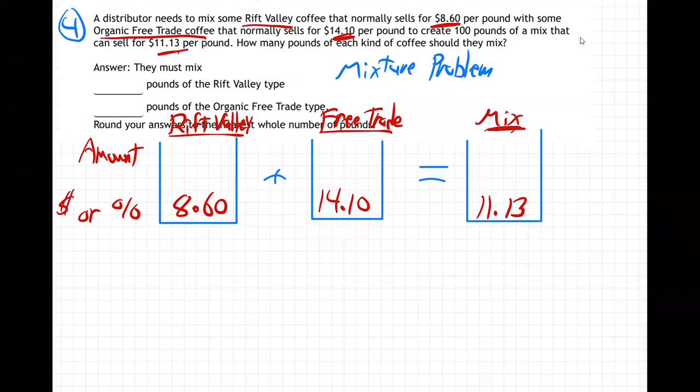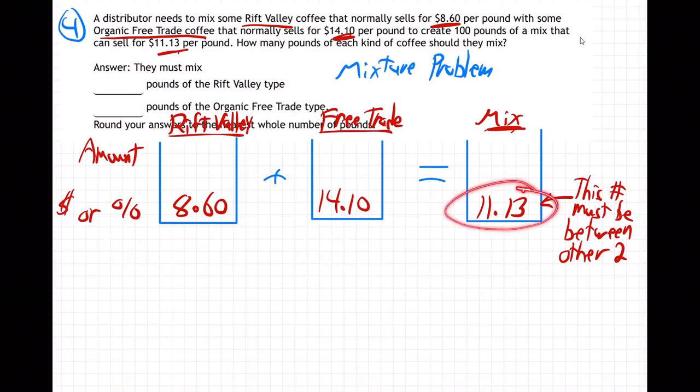Here's a good double check. You always want this number here to be between the other two, because it's the mix. The mix is the higher price and the lower price, expensive and cheap coffee mixed together. And so the mix has got to be an in-between price, an intermediate price.